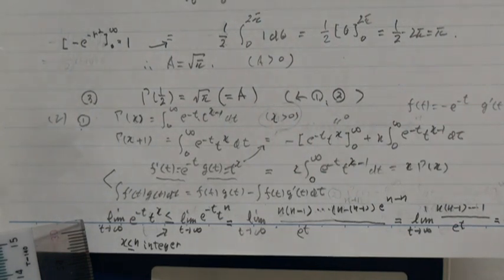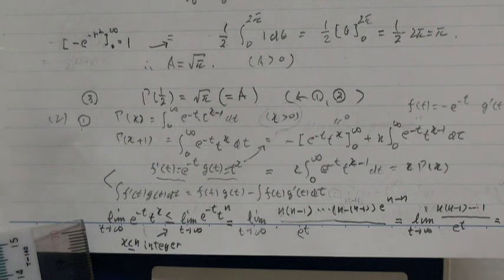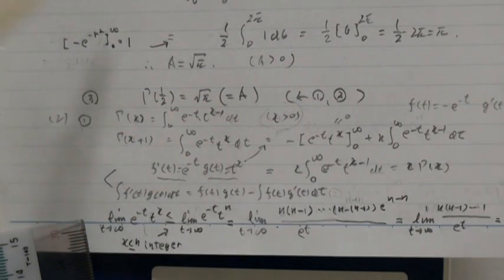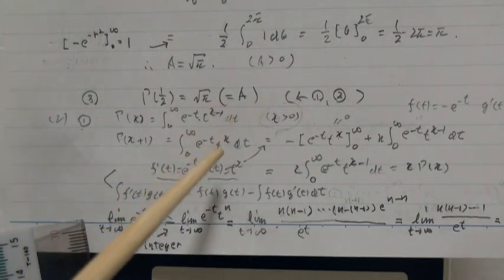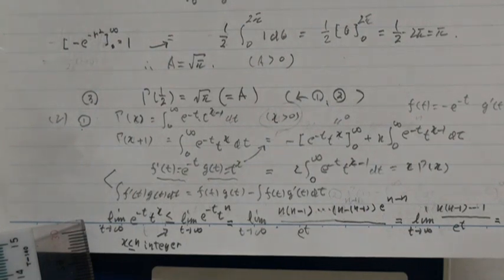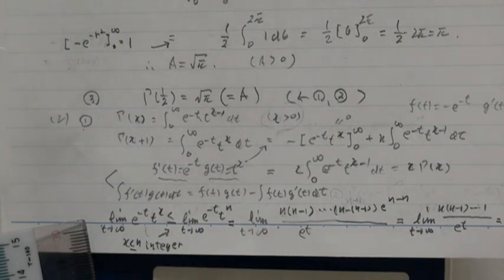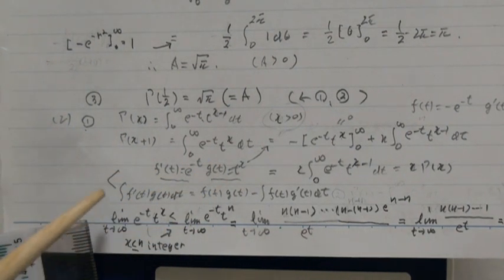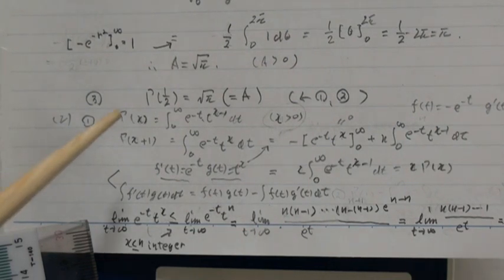Part (2), circle 1: by definition, gamma(x) equals the integral from 0 to infinity of e^(-t) t^(x-1) dt, where x is positive. Then gamma(x+1) equals the integral of e^(-t) t^x dt. Let f'(t) equal e^(-t) and g(t) equal t^x. Then by the integration by parts formula, the integral of f'(t) g(t) equals f(t) g(t) minus the integral of f(t) g'(t) dt.